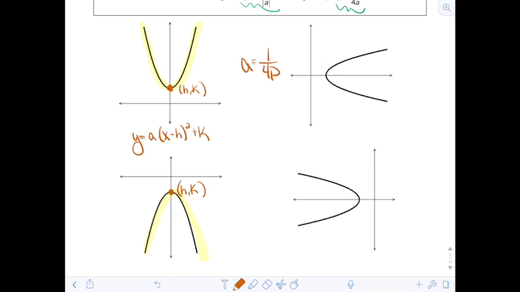Now in the one on the top, a is greater than 0, or a is positive. So when a is positive, the parabola opens up. And here, where a is less than 0, or a is negative, the parabola reflects or opens down. Okay, and that should be familiar to you.